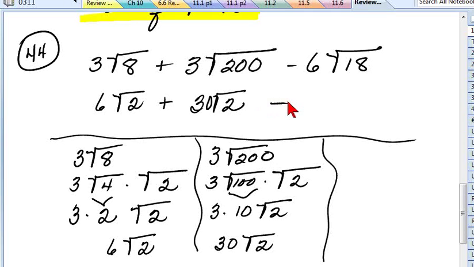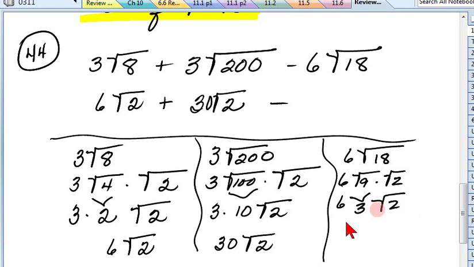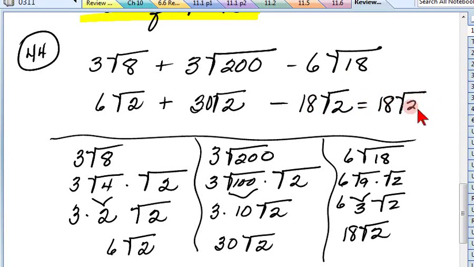Last one, I'll put the minus sign up there. I have 6 times the square root of 18. Keeping the 6, square root of 9 times the square root of 2. So that's 6 times 3 times the square root of 2, or 18 times the square root of 2. So I have 6 plus 30, 36, minus 18 is 18 times the square root of 2.